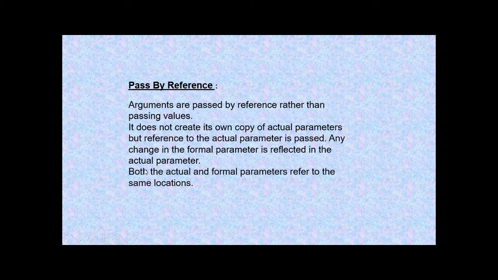And why is this change happening? Because both the actual and formal parameter refer to the same location. That is why if we change the value of the formal parameter, it will also be reflected in the actual parameter. Here we can see that in Java we will pass objects or arrays. We will create the reference by using objects or arrays.